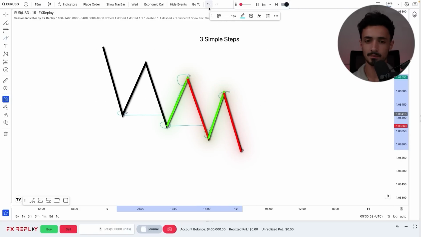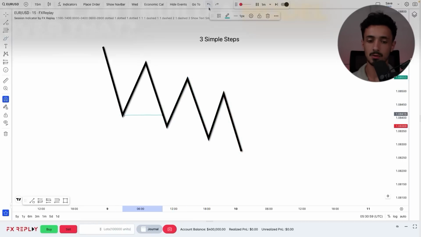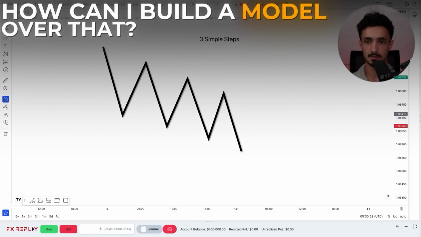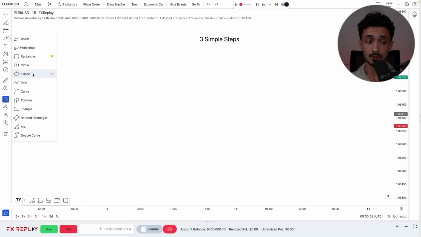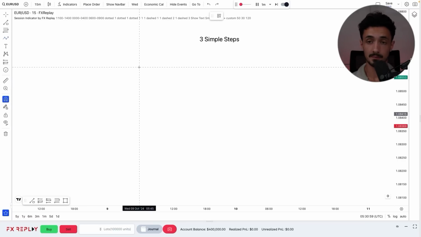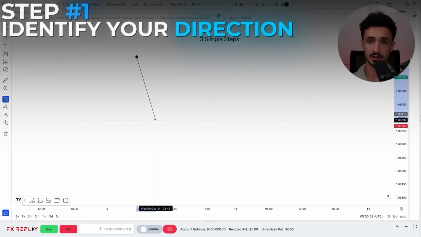So that's the theme. When I saw that, I was like, okay, how can I build a model over that? Because that's something that actually occurs over and over and over again. What model can I build off of that? And it's so simple that it's actually crazy. The model is, in a trending market, whether bullish or bearish, this is how we're going to view the market. 3 simple steps. Step number 1, identify your direction.